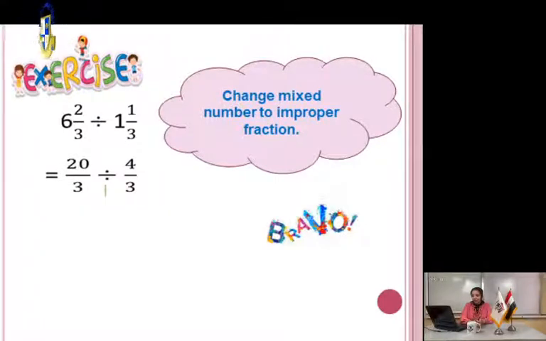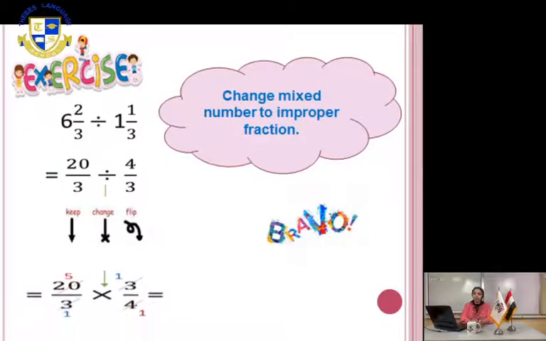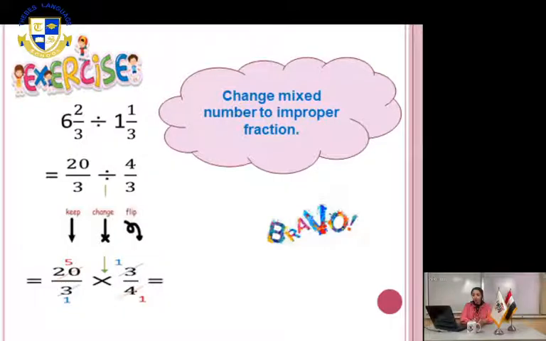Then the divisor, 1 and 1/3. 1 times 3 equals 3. 3 plus 1 equals 4. We have here now 20 over 3 divided by 4 over 3. How can we solve this? Keep, switch, flip. Keep the first fraction. 20 over 3 will be the same. Switch, divide will be multiply. Flip, 4 over 3 will be 3 over 4.